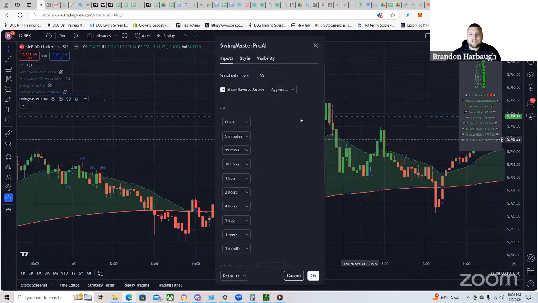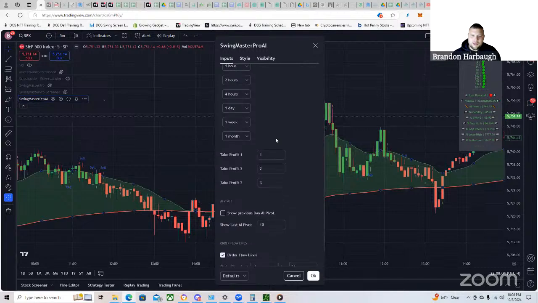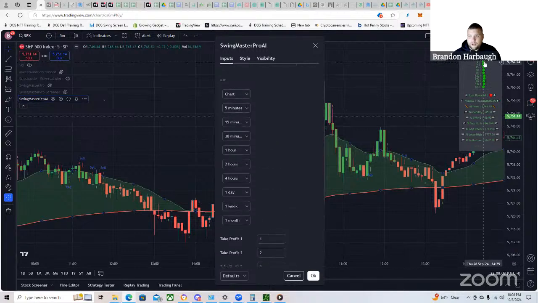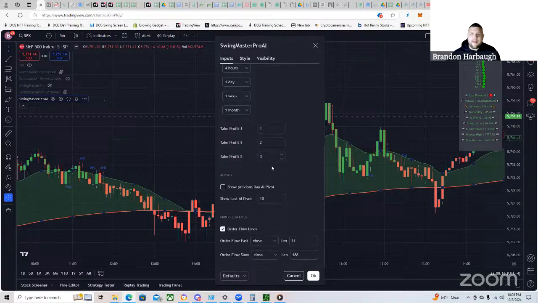So back to the settings. You have your aggressive and conservative. That's what that means. Then you come down here and you can adjust your time frames. If you don't like 5 minute, 15 minute, and you are a swing trader, you can put hour, 2 hour, 3 hour, 5 hour, 8 hour, whatever you want. I use these ones. Take profits, you can change them. I leave them 1, 2, 3 because they're standard deviations from the stop losses.